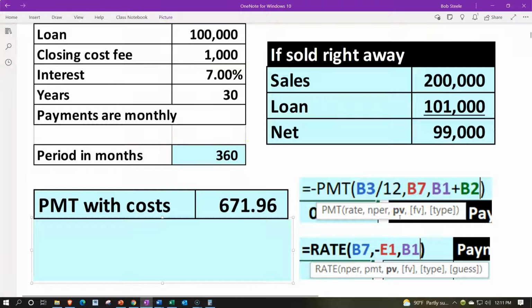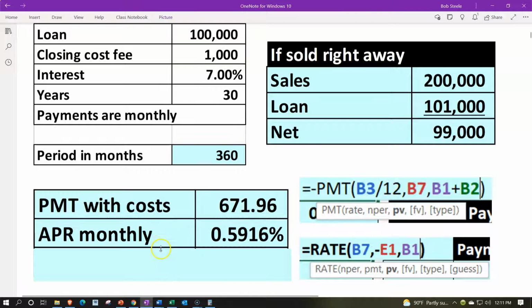The present value then is going to be the 100,000 plus the 1,000. So even though we only needed 100,000, they tacked on the extra 1,000. Therefore, the amount that we're going to have to pay, according to this calculation, is $671.96. Then we have the APR, which you can calculate with the rate function.